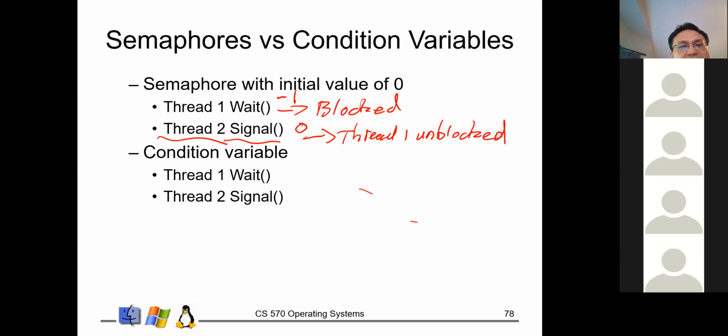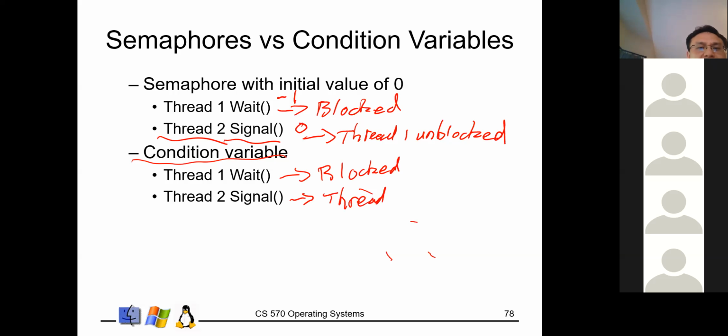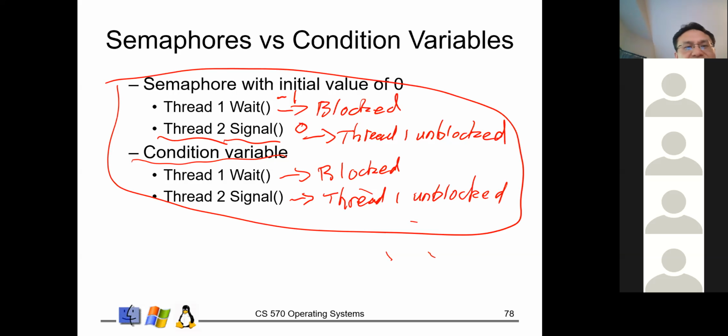Okay, so let's do this same thing using a condition variable, okay? As we talked about, if you use a condition variable and you call wait, what will you do? It doesn't have any integer to track. It will always block, okay? And when thread 2 calls signal, it will unblock thread 1, okay?